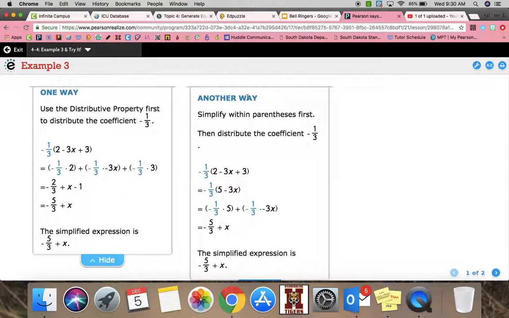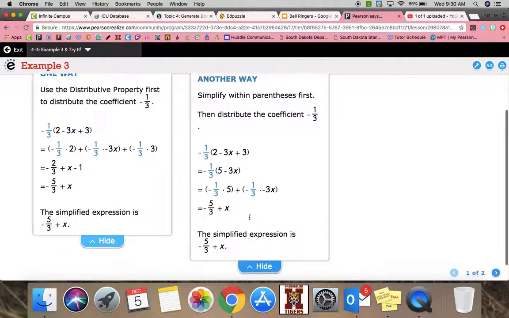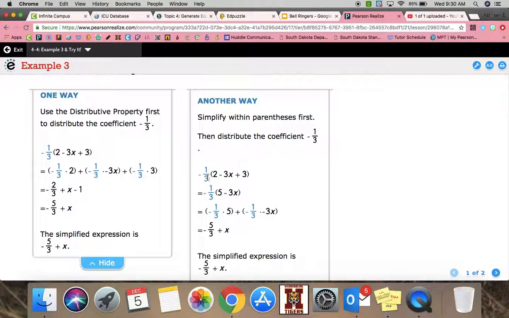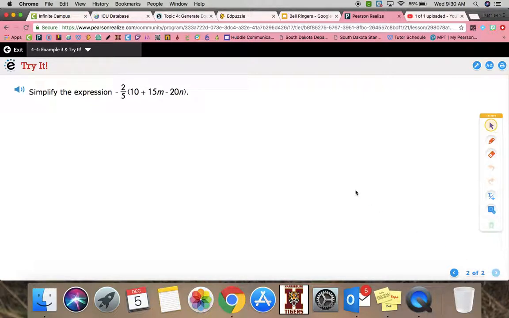Okay, here is another way. Simplify within the parentheses first. They saw that there are two constants in the parentheses, so we can do that. We can do 2 plus 3, which is 5, minus 3x, and then distribute. So we're only distributing to 2 things instead of 3. If you can simplify the inside, you can do that first, or you can just distribute and do it later. Either way, you're going to have to combine like terms if there are terms to combine.